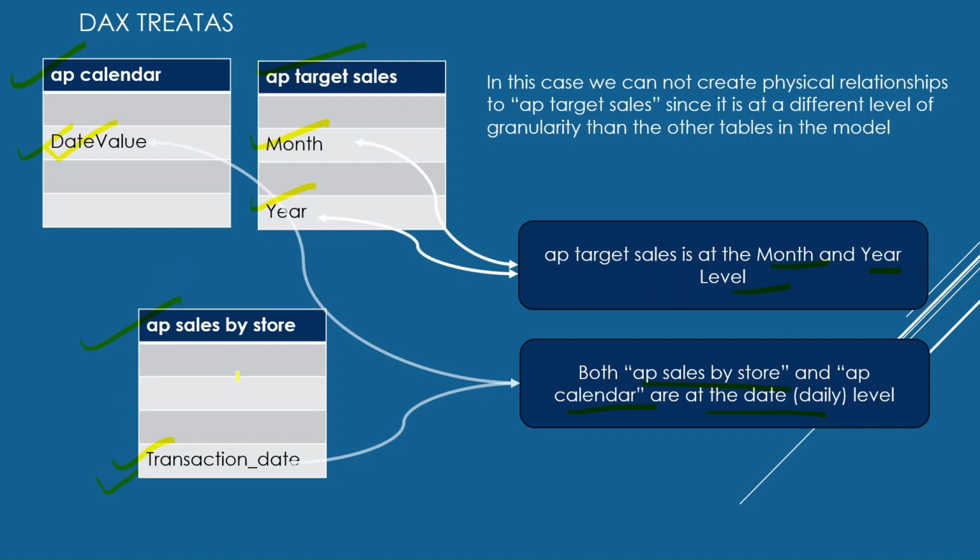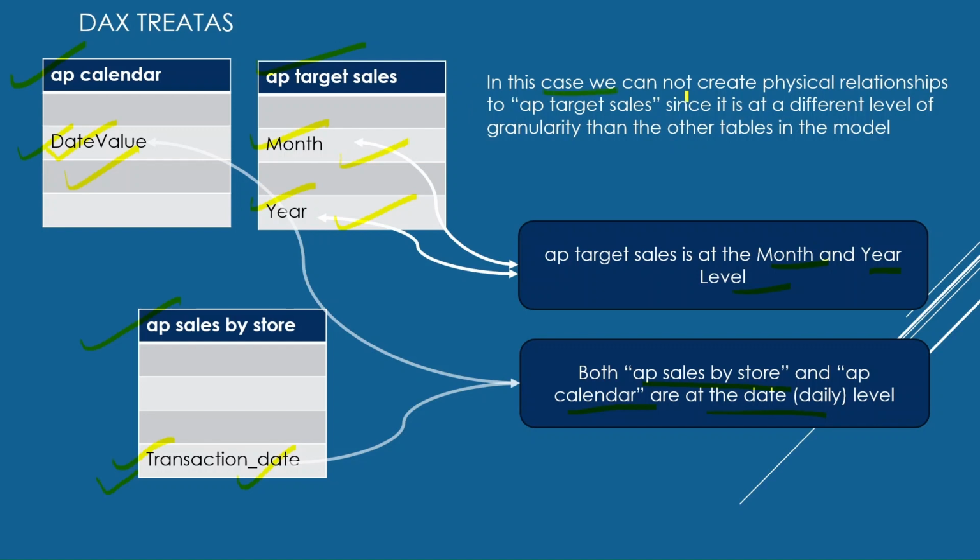So if you talk about the granularity, it has a daily, it has a month, and it has a year. So if you want to create a relationship between these tables, due to the different granularity, it would not be possible to create a relationship between the AP Calendar table and the AP Target Sales table, or the AP Target Sales table and the AP Sales by Store table.